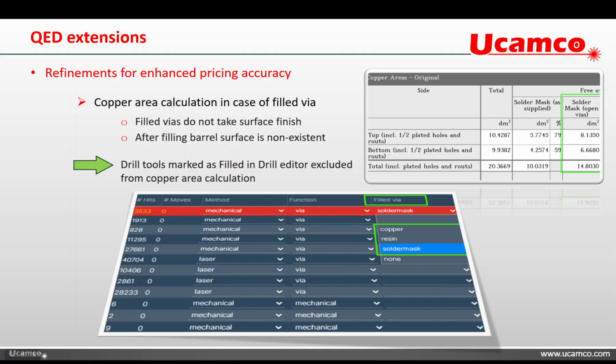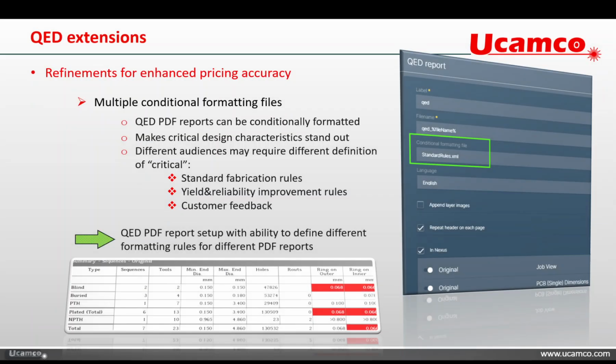important. So once you have in your drill editor, you can set per tool, that is something that we've had for a long time, but per tool you can actually say whether it's going to be filled or not. And if a tool has been declared as filled, it's going to be left out for this particular part of the copper area calculation. So the area free of copper will not be included in this value. Item number 3 is the possibility to have multiple conditional formatting files set up.